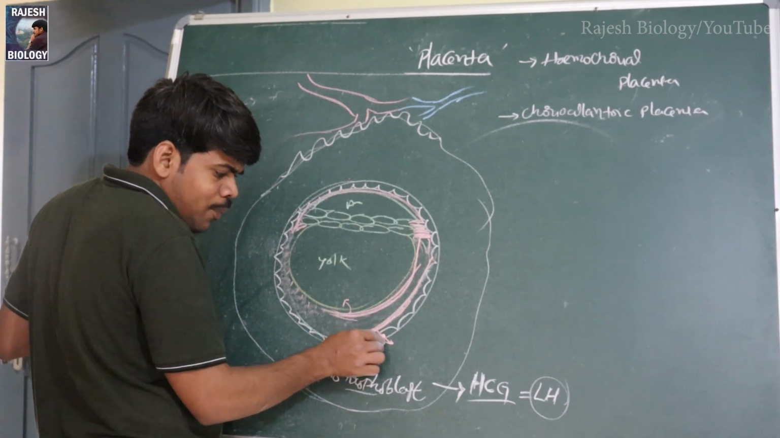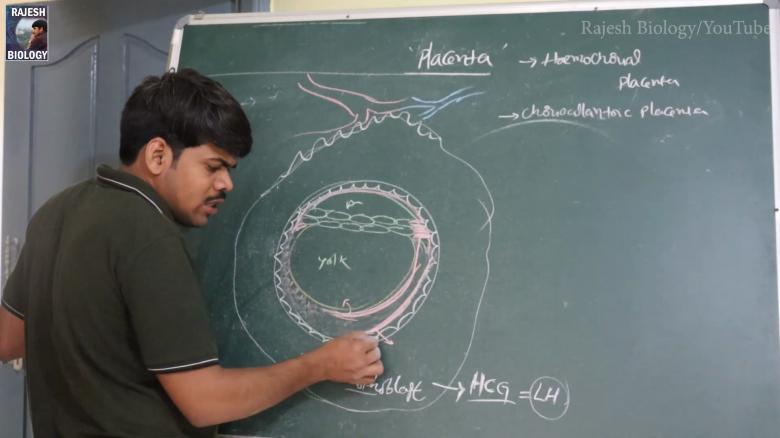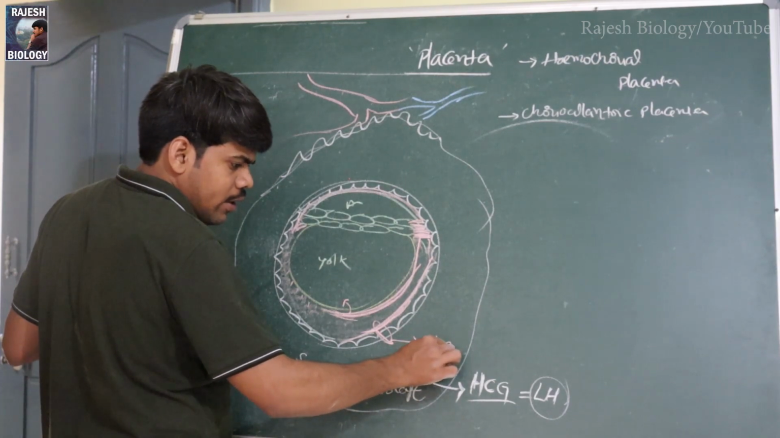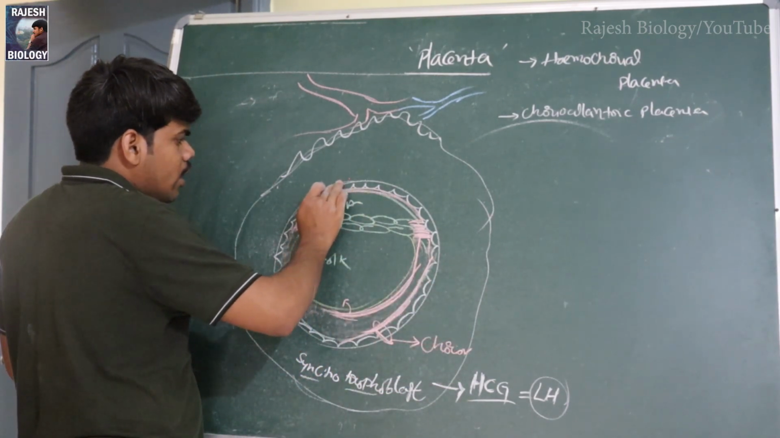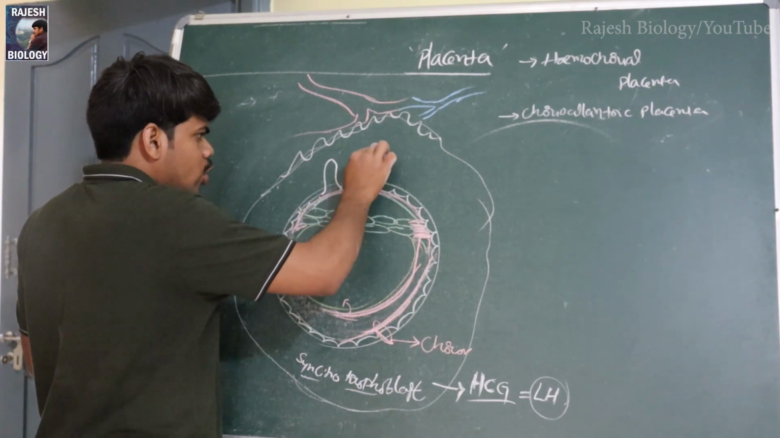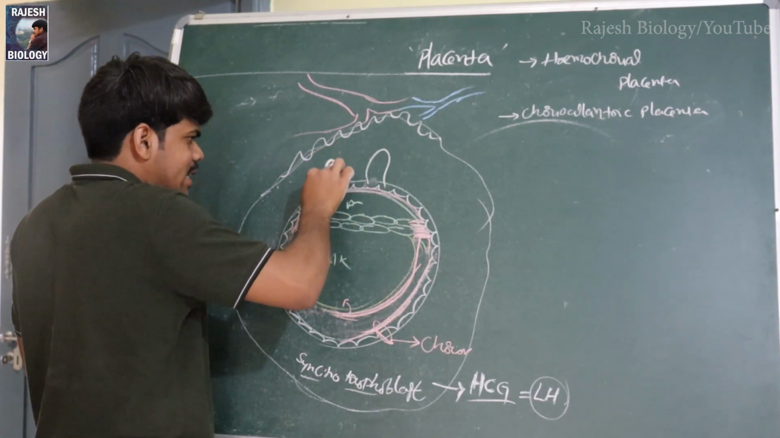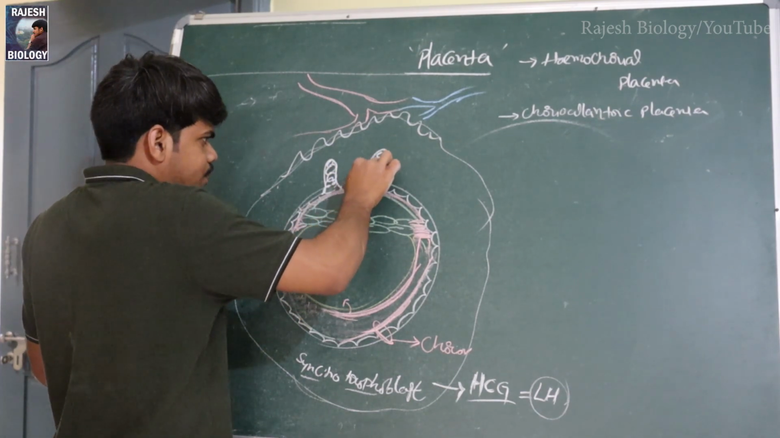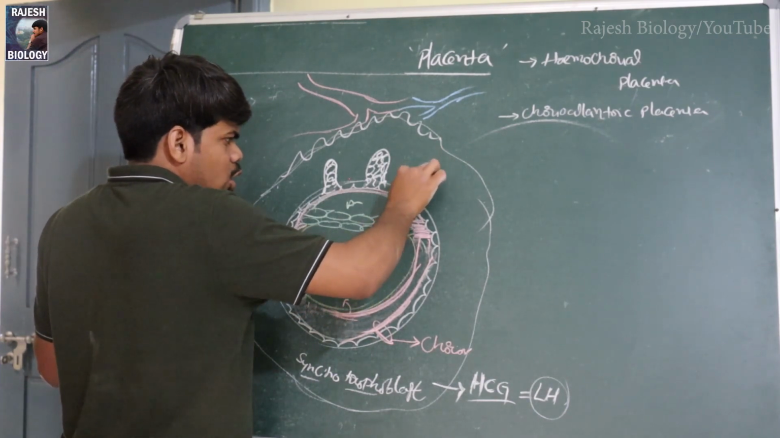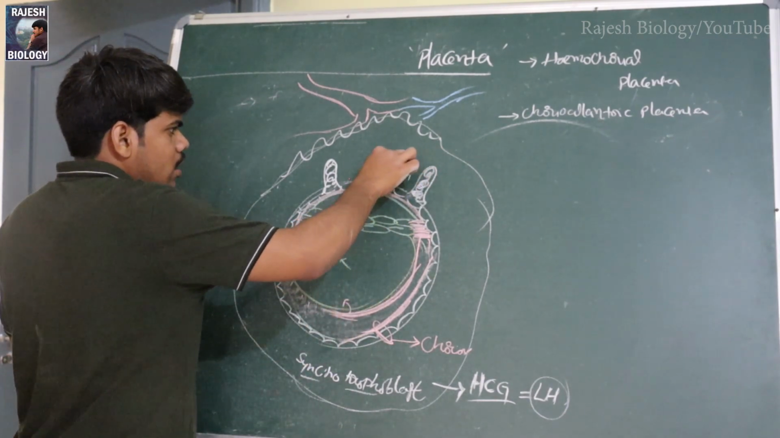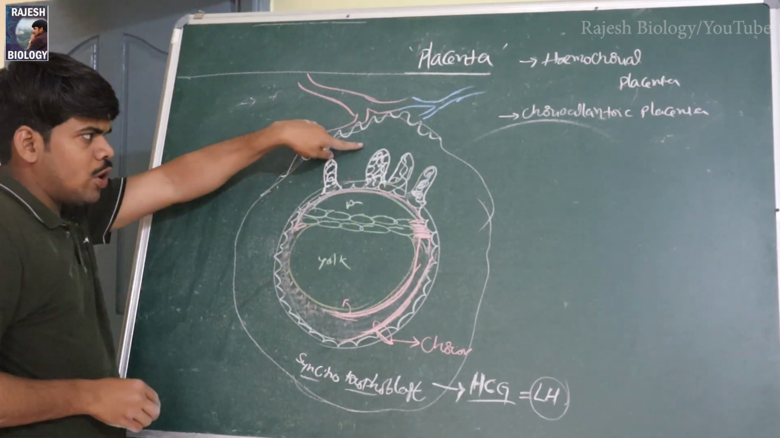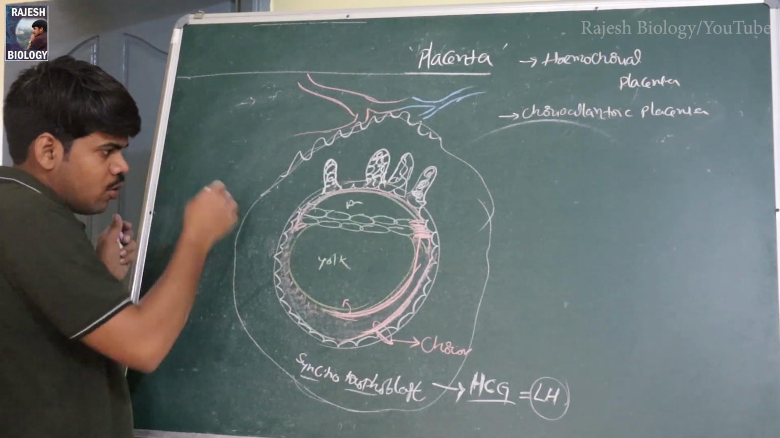The somatopleura plus cytotrophoblast together are called what? We discussed that previously. It is called the chorion. From this chorion, the cytotrophoblast first produces columns like this. These are the columns. At this time only the trophoblastic cells are present. Columns are produced. This is one way.